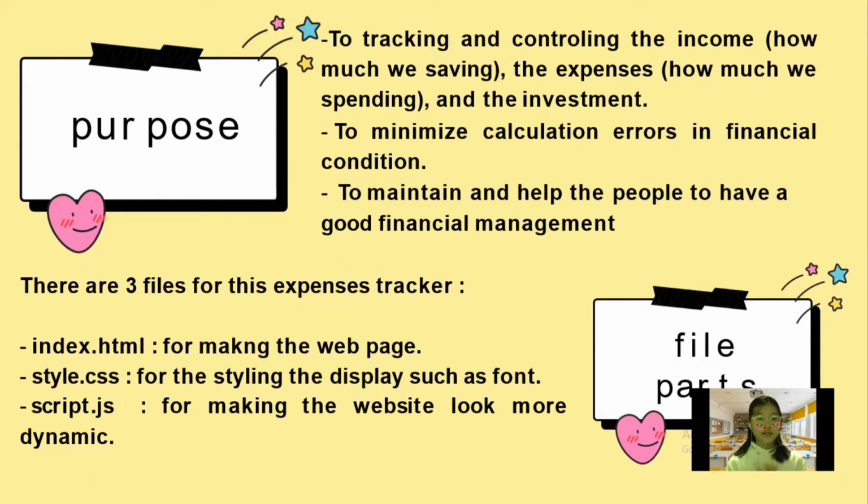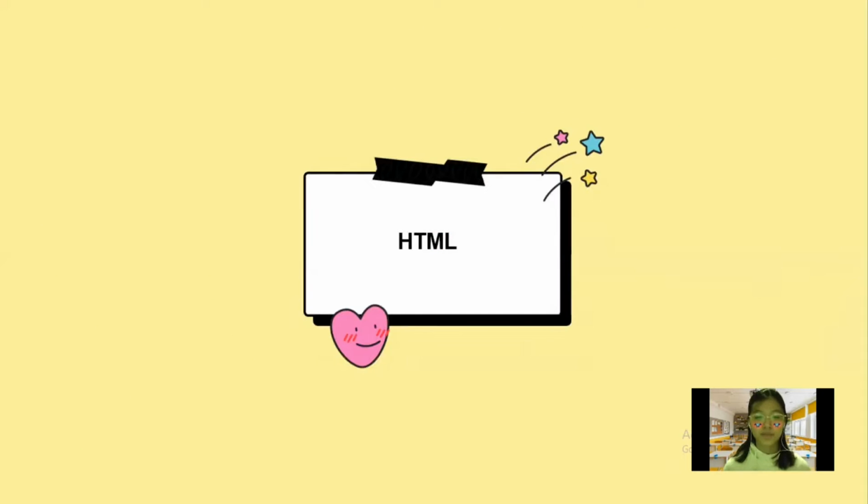And there are three files for this expense tracker. The first one is index.html for making the web page. The second one is style.css for styling the display, such as for the phone. And the third one is script.js for making the website look more dynamic. Okay, without further ado, let's go straight to the video.